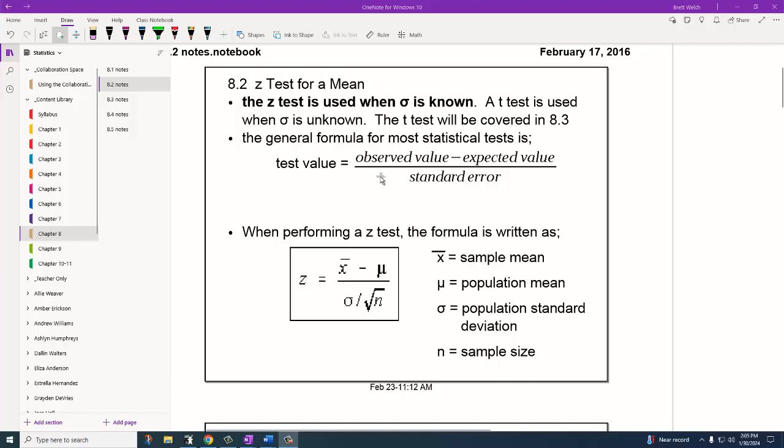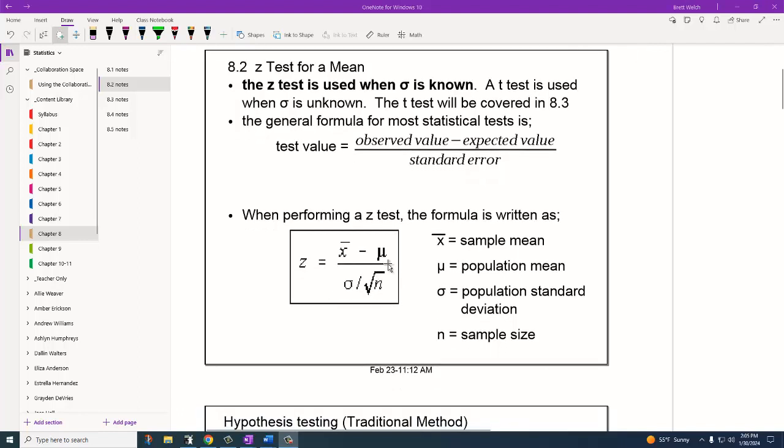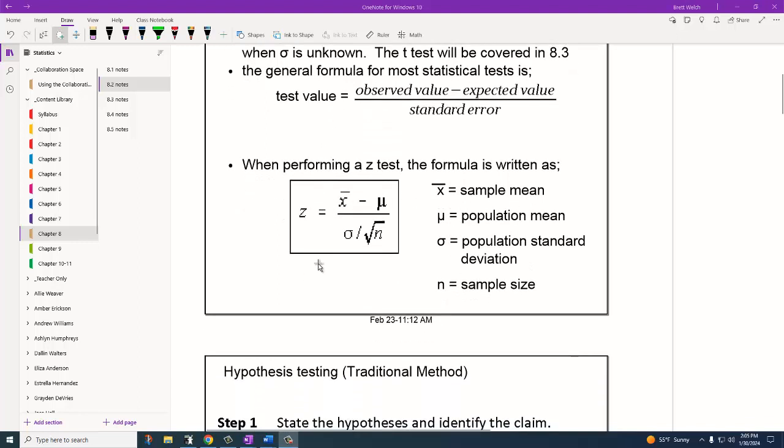The test value is generally calculated as the observed value minus the expected value divided by the standard error. That's a general formula for most of our statistical tests for finding the test value. When we do a z-test, we have to make sure that we use a specific adjustment to that formula. The standard error is calculated by the standard deviation divided by the square root of n, the number of objects in the sample size. And so there's a small variation of the formula. But if we are using the traditional method, which today we'll introduce both the traditional method and the p-value method, when we use the traditional method, this is the formula we use to calculate the test statistic.